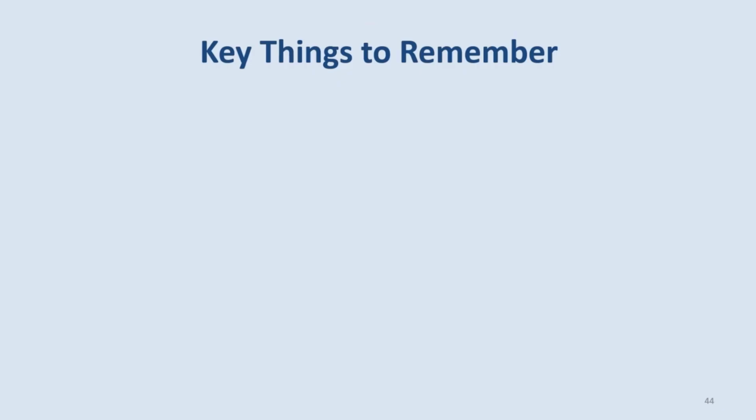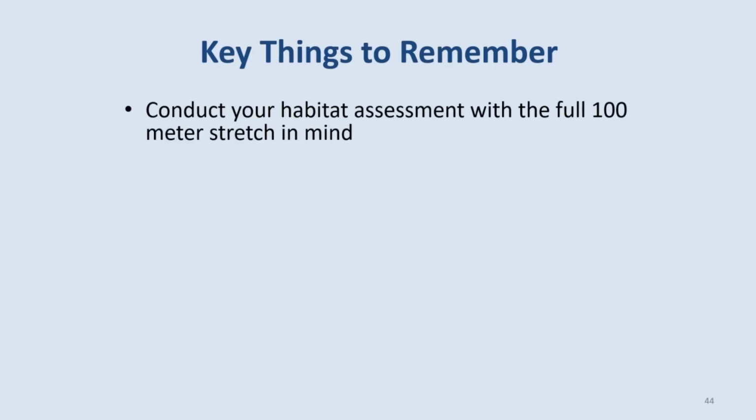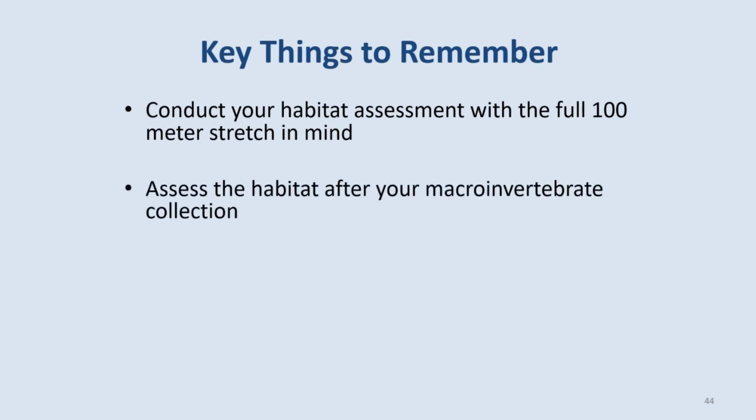So a few things to remember. Consider the whole 100 meters when you're answering each question. Assess the habitat after your macroinvertebrate collection. This is really helpful because as you're collecting your macroinvertebrates, you're walking the whole length, and you're very much looking at the substrate, the stream banks, the vegetation. You're taking in a lot of information that will be helpful when you're going to answer the questions.